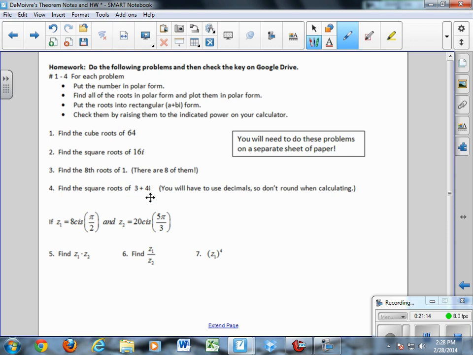Find all the roots in polar form and plot them in polar form. Then put the roots into the rectangular a plus bi form by expanding out the cis part. And you can do that on your calculator. And then check them by raising them to the power.